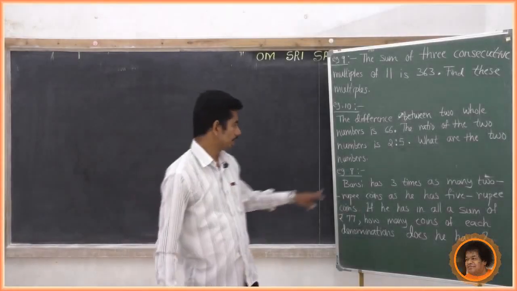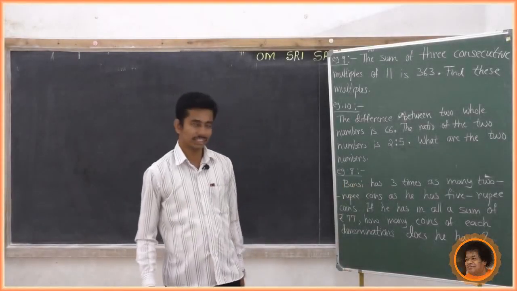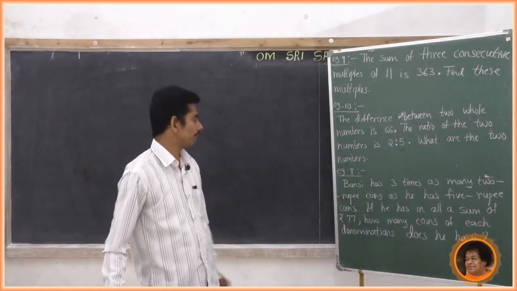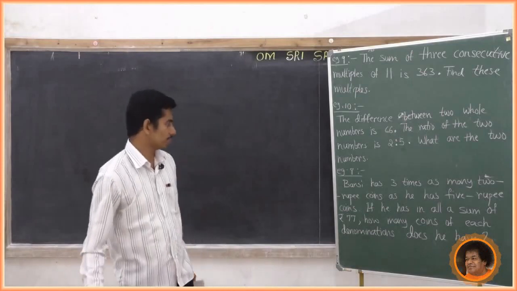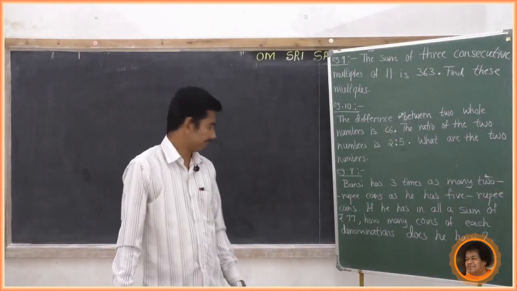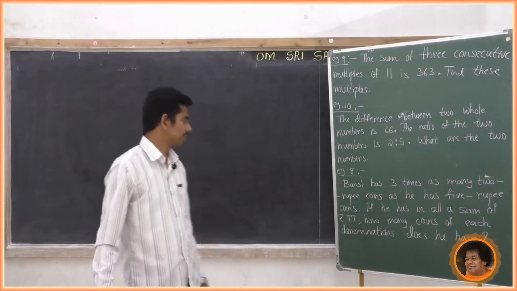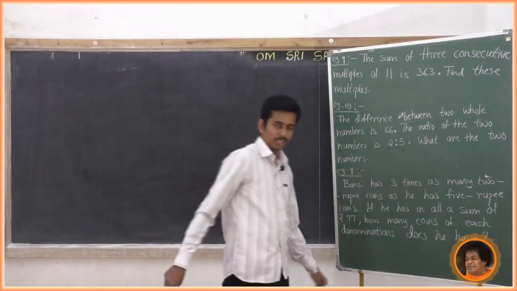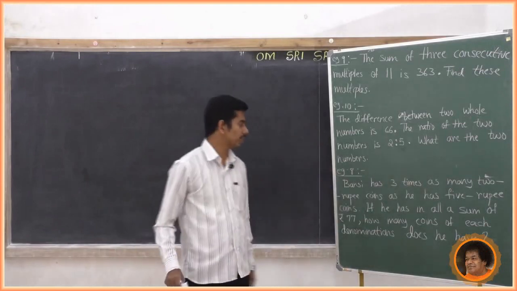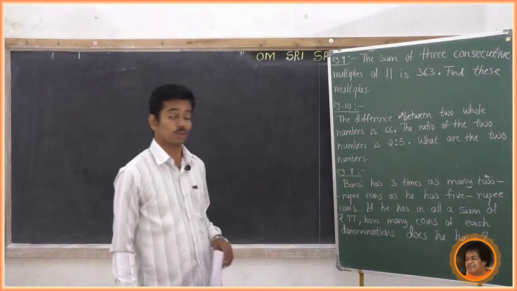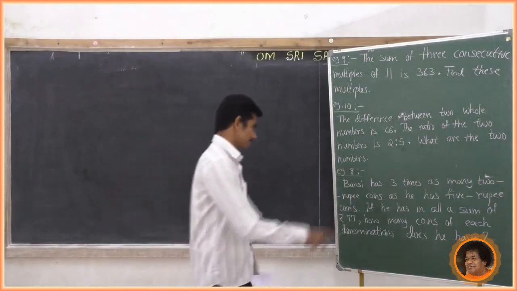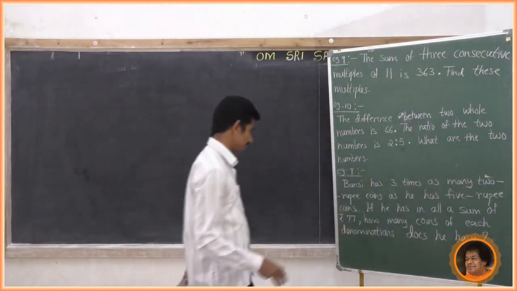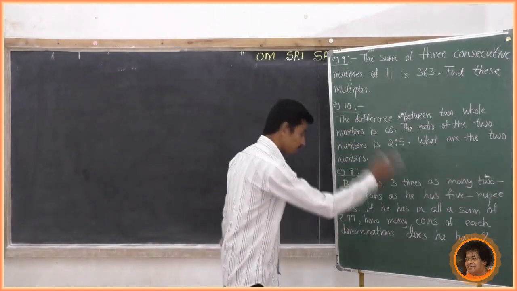Now another example. Bansi has 3 times as many 2 rupee coins as he has 5 rupee coins. If he has in all a sum of rupees 77, how many coins of each denomination does he have? This is a complicated one. Bansi has 3 times as many 2 rupee coins as 5 rupee coins. What is the meaning? The number of 2 rupee coins Bansi has is 3 times the 5 rupee coins.